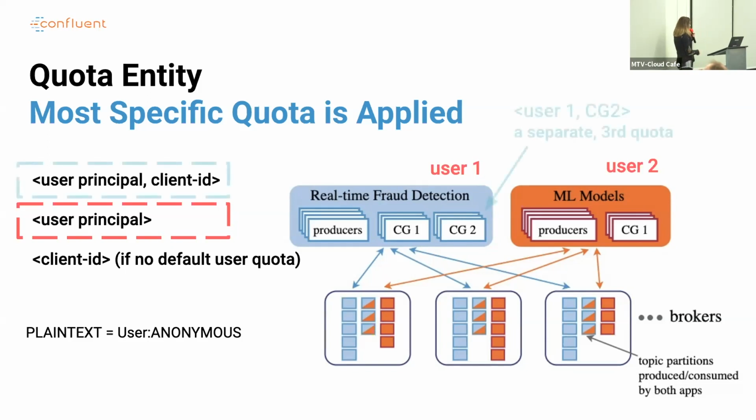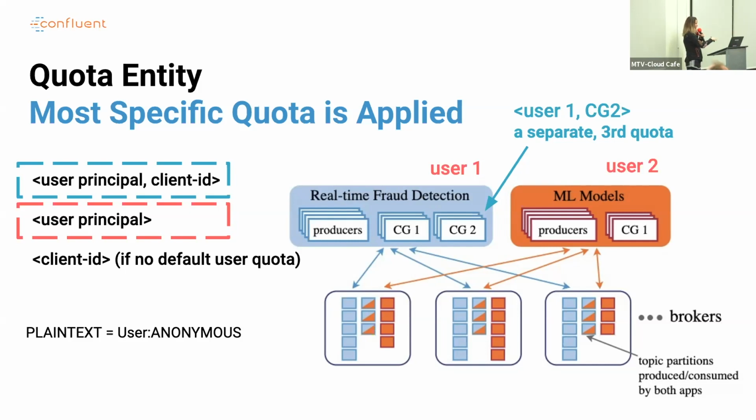And then you can also decide, in my fraud detection example, that one of the consumer groups I want to treat separately, specially, and have a different quota allocation. You can do that too. You just allocate it for user 1, consumer group 2. And in Kafka, that allocation would be treated completely separately. So in this example, you have a quota for user 1 minus that consumer group, then for user 2, and then for user 1 consumer group 2.